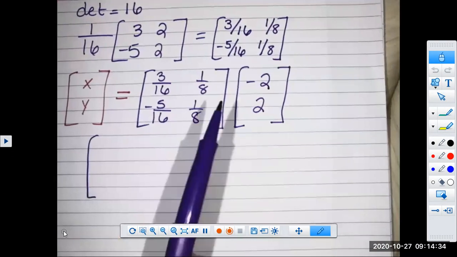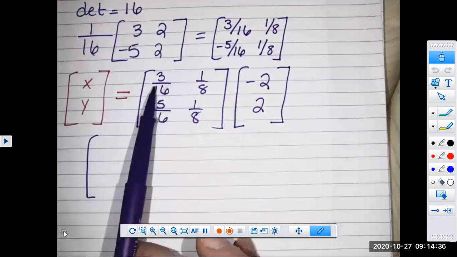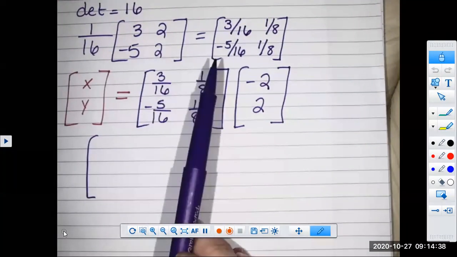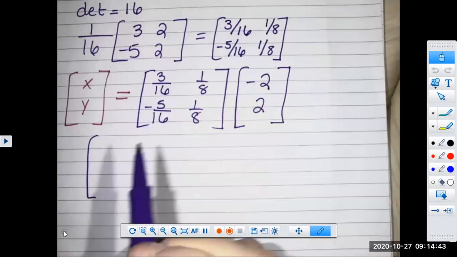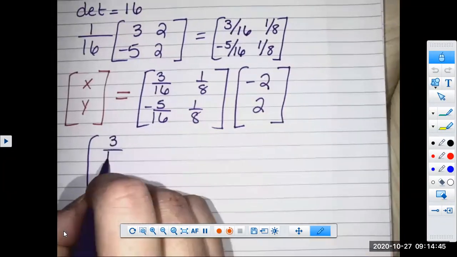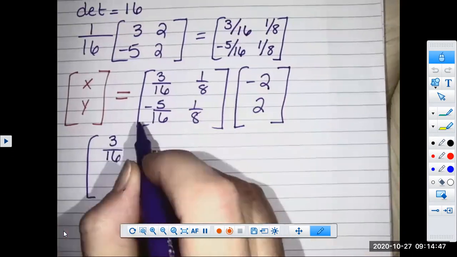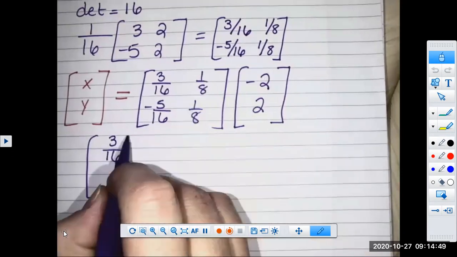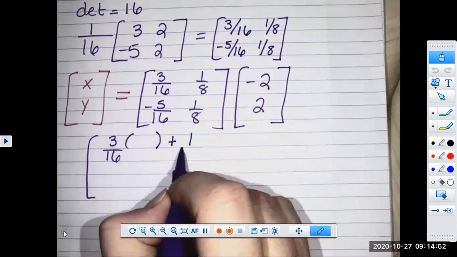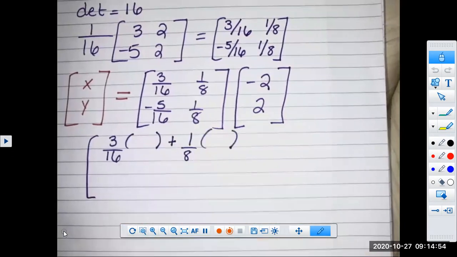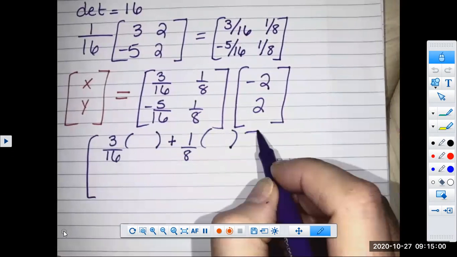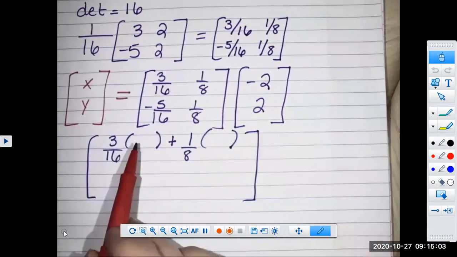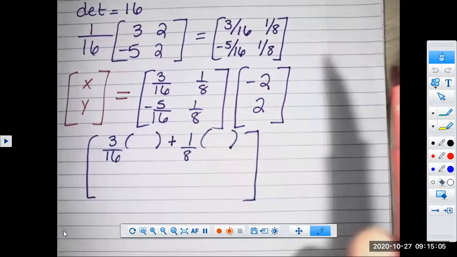Okay, so of course, multiplying, you take every row in your first, multiply it to every column in your second, and we only have one column. This is what I always do that helps me when multiplying. I'll write this row, 3/16 blank plus 1/8 blank. I'll write it across however many times I have columns, and I only have one column. And then go back and fill in with the numbers in that column.